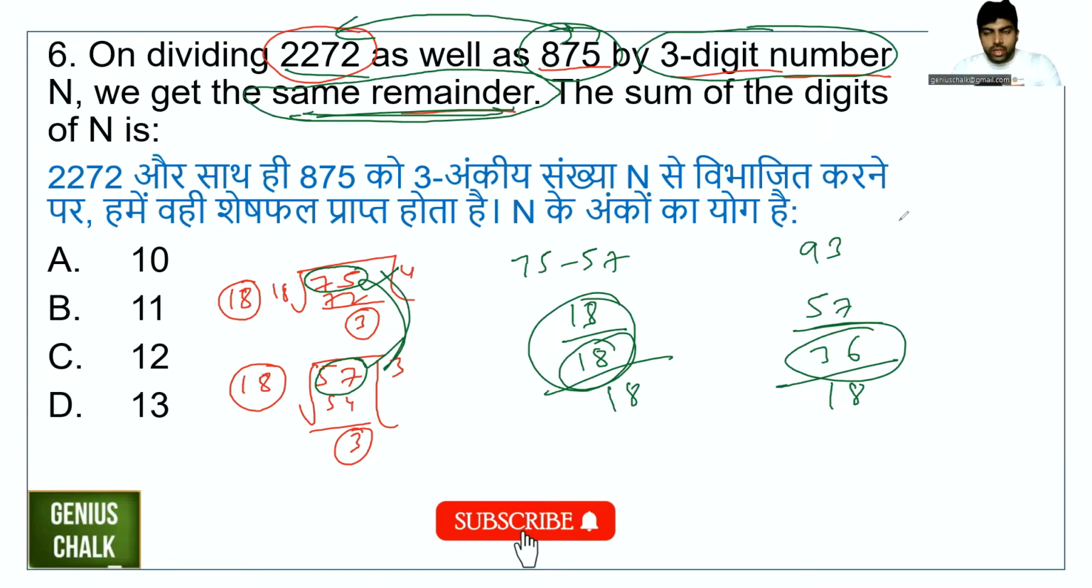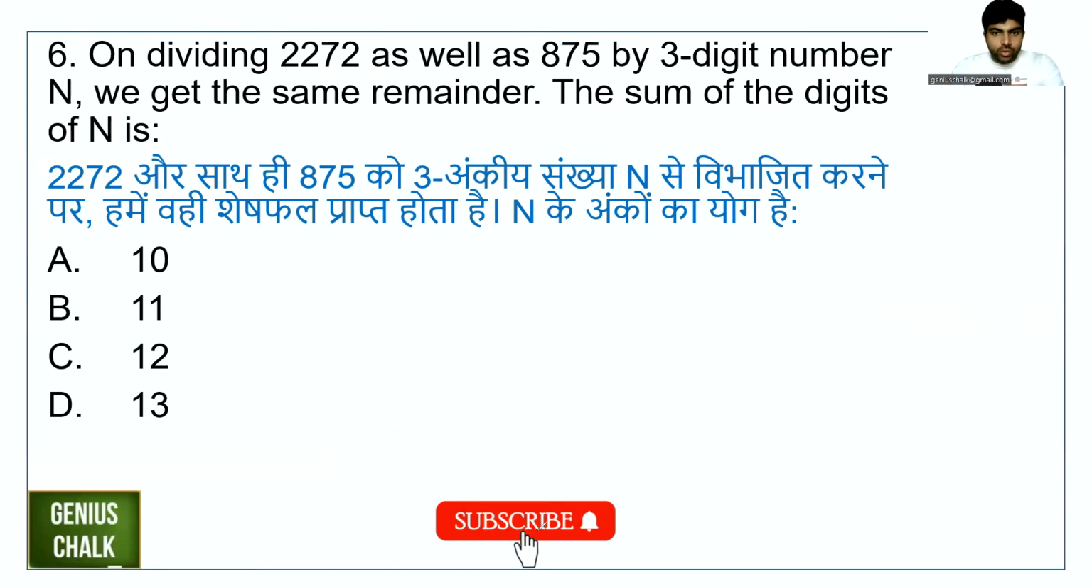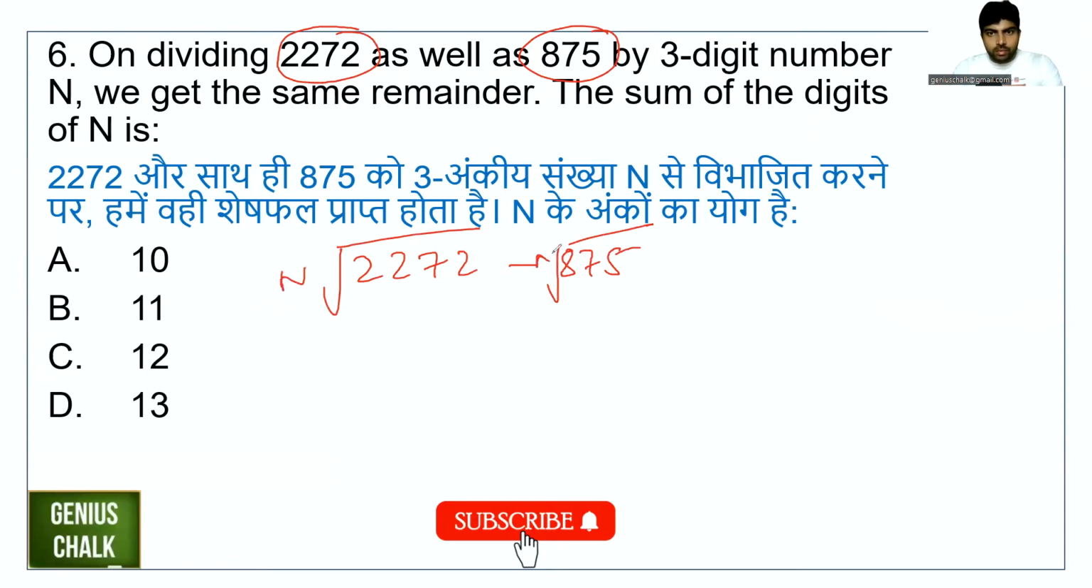You take another number also, like 18 6s are 108, so you can take 111 and say you have taken 57. If you subtract, 54, again divisible by 18, leaving no remainder. So all these three are leaving no remainder. So what we need to do is subtract them. Because these numbers are divided by the same number and we are having the same remainder, if you subtract, then we'll not be having any remainder, right? So this is the concept applied.